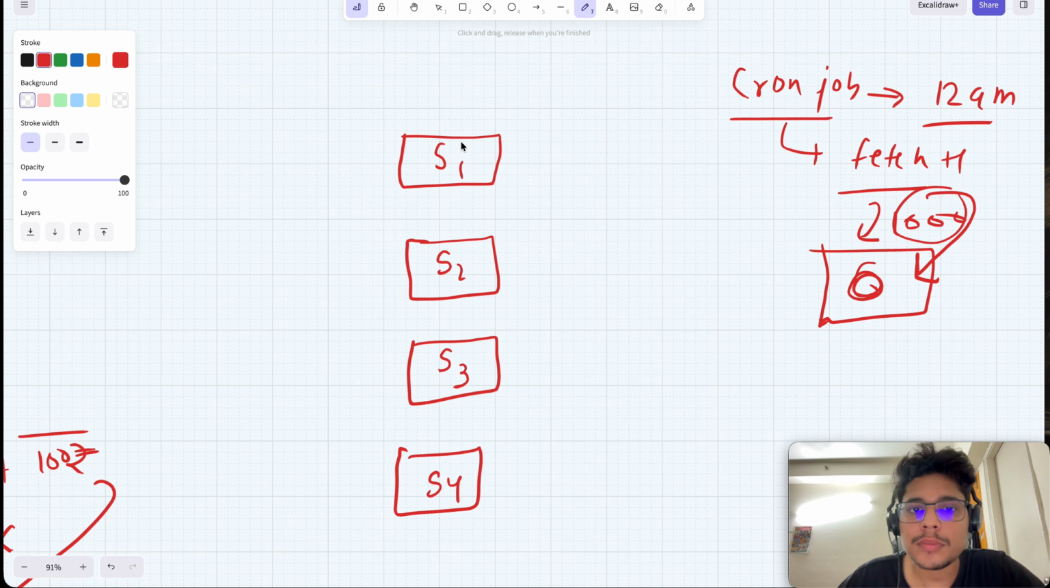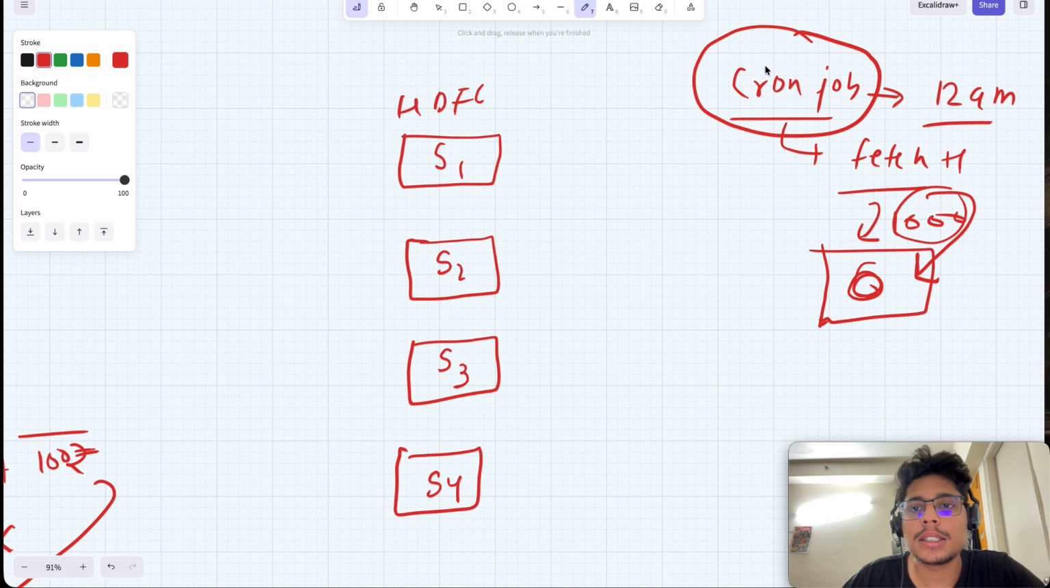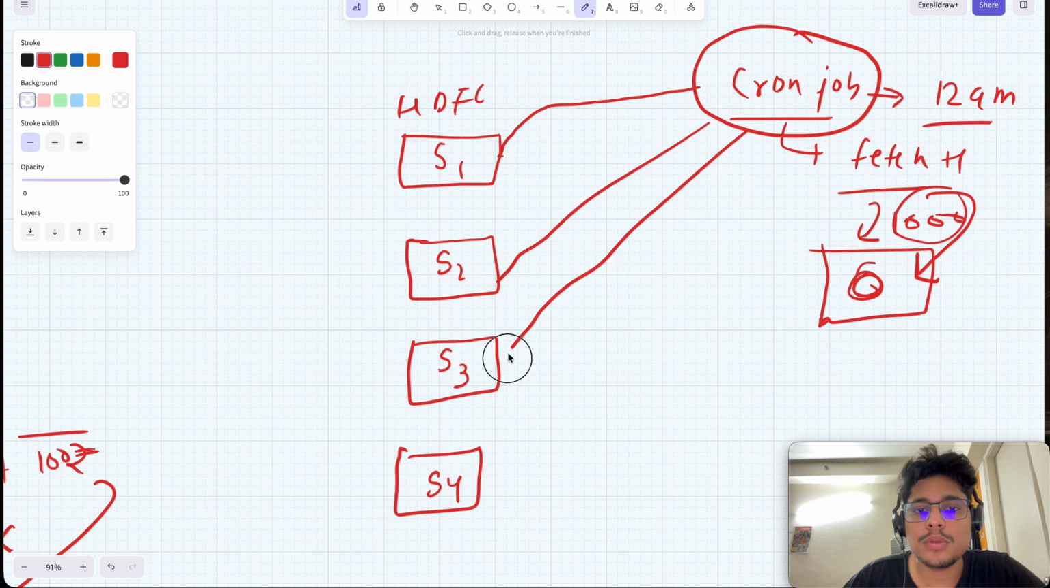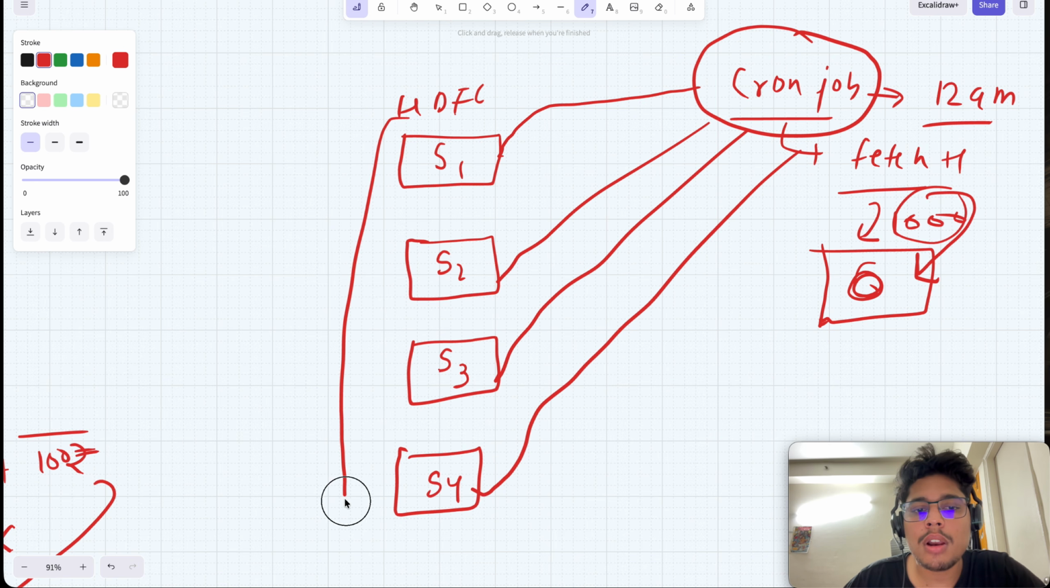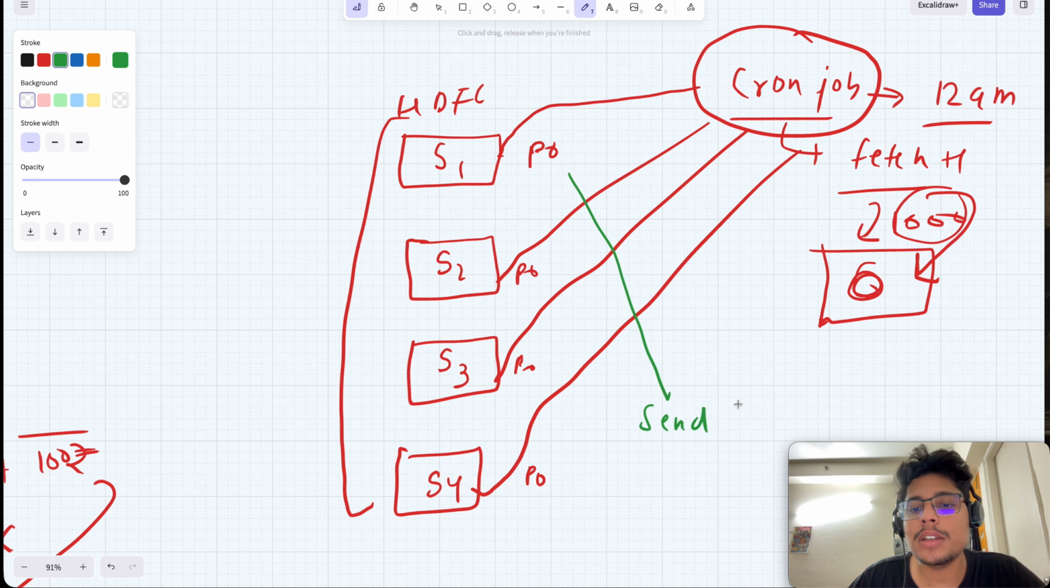This is the job. So suppose this is HDFC Bank, server 1, server 2, server 3, server 4. Now what happens when the cron job starts? All the servers S1, S2, S3, S4 get the request. All of them will start processing the same request, P0, P0, P0, meaning processing the payment gateway, initiating the payment gateway, and sending the email. So you will receive four emails now, not one. It's kind of annoying.